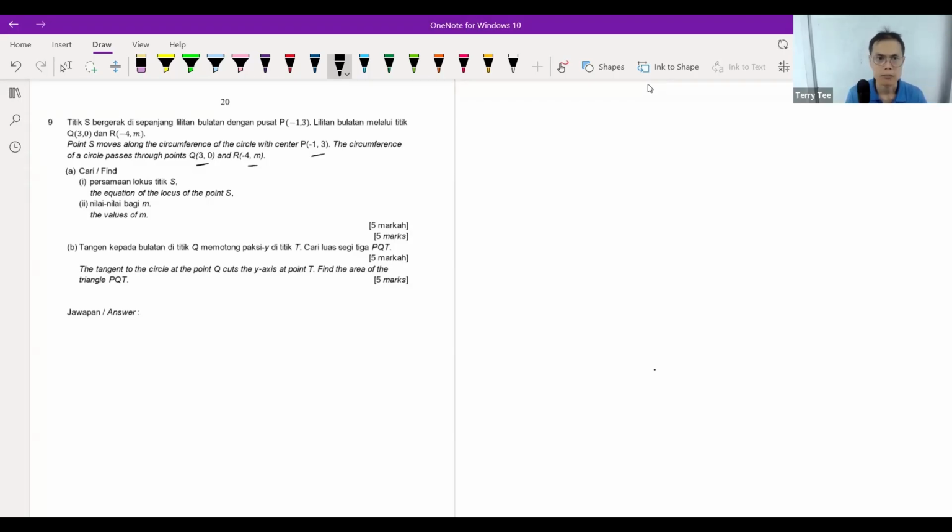Okay, I think we can do a sketch. We draw a circle like this, right? The center of the circle P is (minus 1, 3). It passes through Q. Well, I don't know where Q is. Perhaps it's here. Q is (3, 0). And your point R is (minus 4, m). Now R, I don't know, maybe here, maybe above, but it should be to the left. Okay, so maybe I just draw here. R is (minus 4, m).